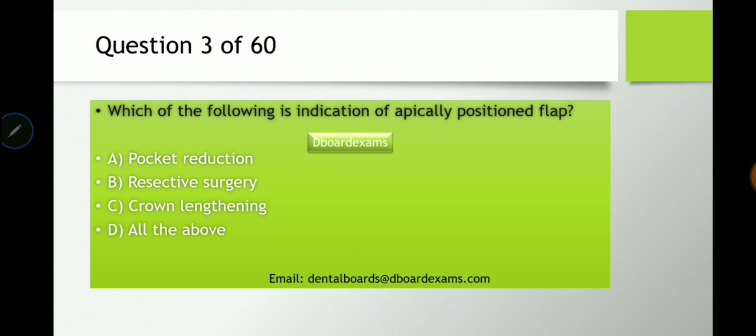Number three. Which of the following is an indication of apically positioned flaps? Of course, you can't study periodontics without knowing certain types of flaps. So what's the indication of an apically positioned flap in this case? Is it pocket reduction, resective surgery, crown lengthening, or all of the above? So the answer here is all of the above. If that's what you chose, then you're correct.